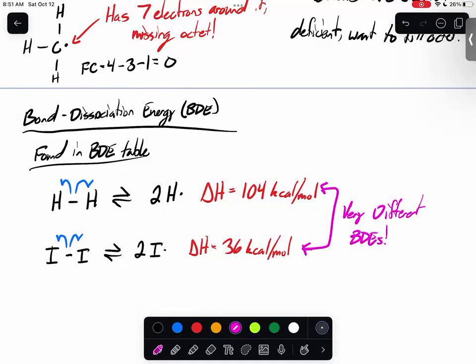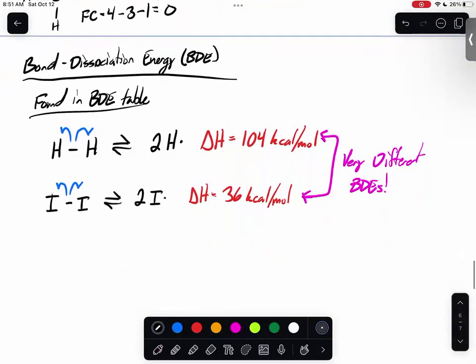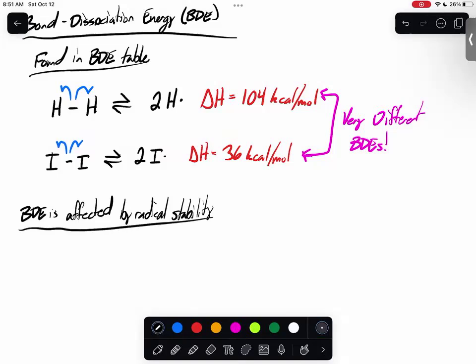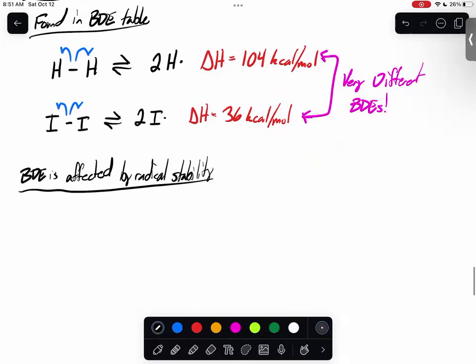But the question is what makes them change? Okay. And the answer to that is the same as everything that we've ever talked about, right? Bond dissociation energy is affected by radical stability. So one thing that you might have noticed by now in chemistry is that stability is an incredibly important term. All right, because essentially it guides almost everything that we talk about. So BDE is affected by the stability of the resulting radical.